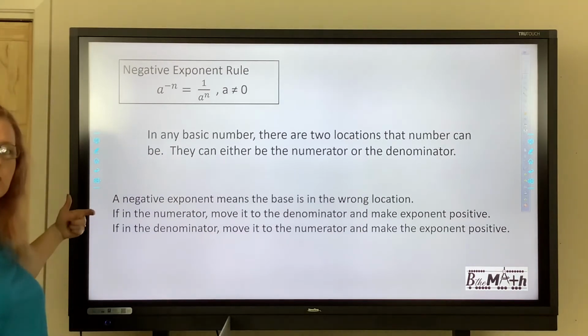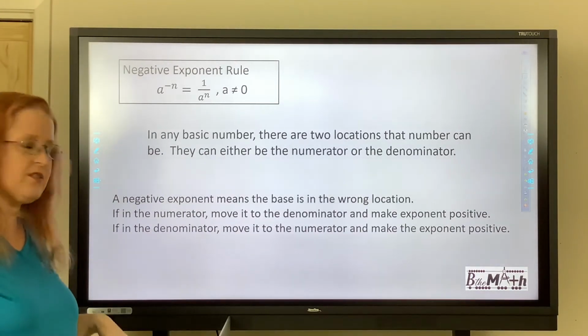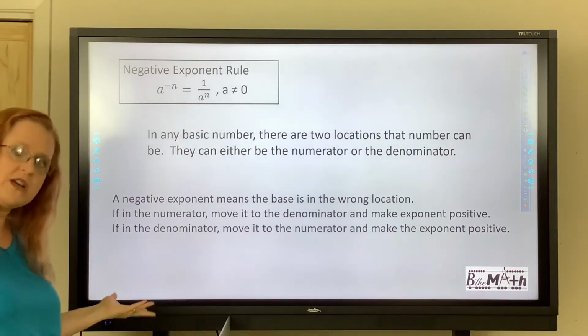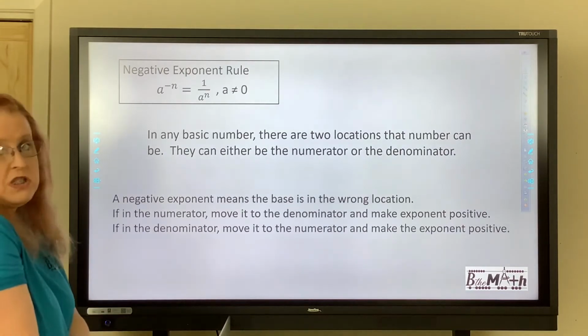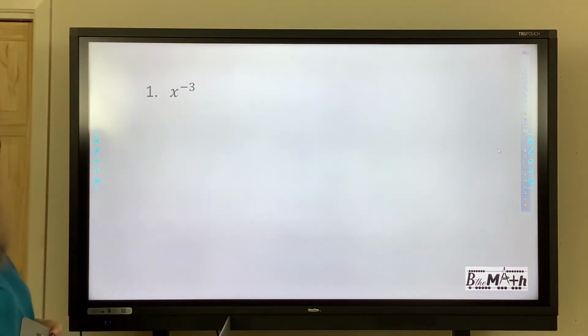So if it's in the numerator, it goes to the denominator and its exponent is fixed. It becomes positive. If it's in the denominator, you move it to the numerator and change your exponent to positive. That's it. Okay? So let's look at these 2 problems.